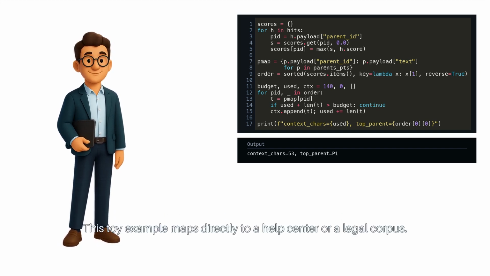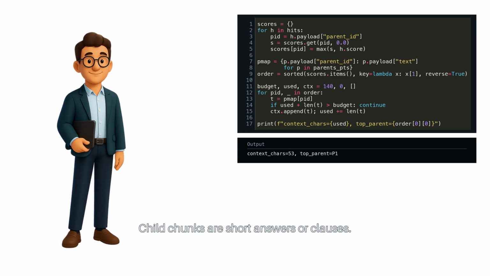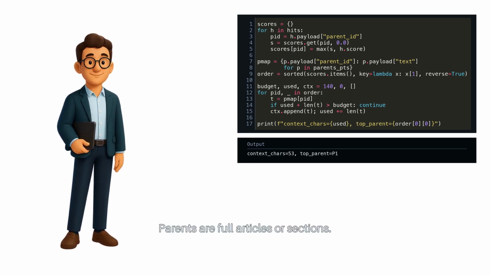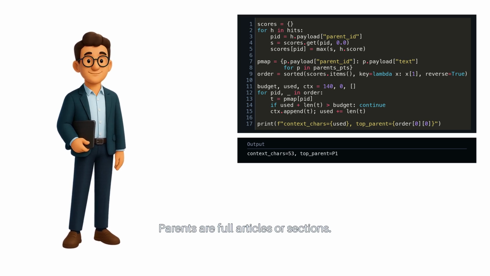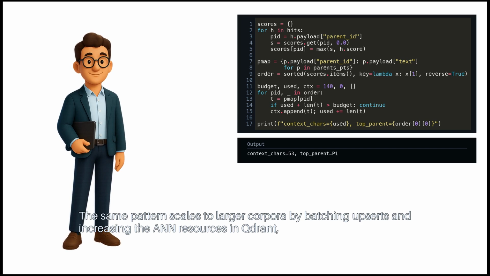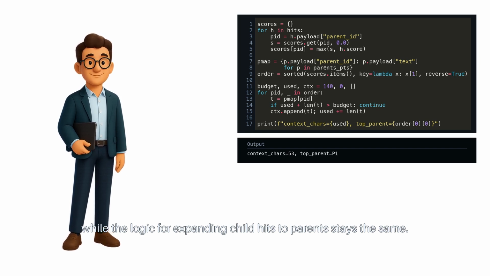This toy example maps directly to a help center or a legal corpus. Child chunks are short answers or clauses. Parents are full articles or sections. The same pattern scales to larger corpora by batching upserts and increasing the ANN resources in Qdrant, while the logic for expanding child hits to parents stays the same.